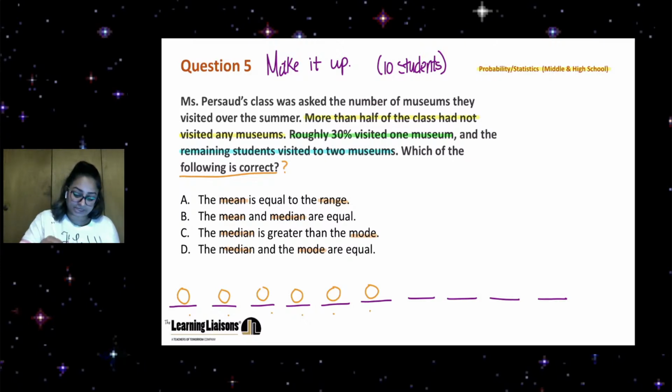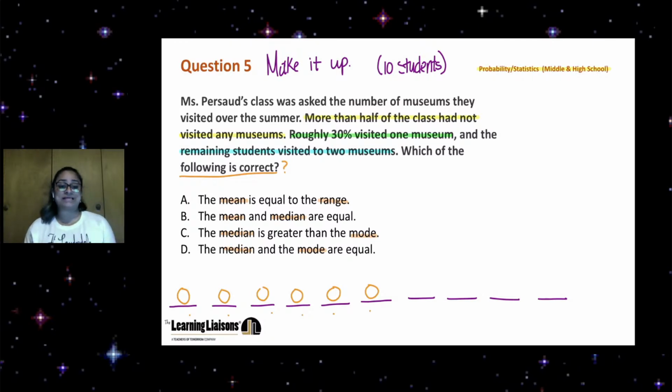I'm then going to keep reading, and it says that roughly 30% visited one museum. Well, I can't use 5 because it specifically says more than half. 5 is half, and we have to have a number that is larger than 5. Right? You want to be careful with what they say, because if it had just said half of the students had not visited any museums, yes, 5 is a perfect answer. No need to worry. Go with 5.